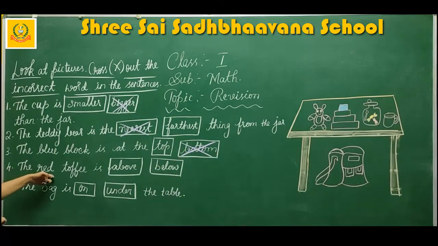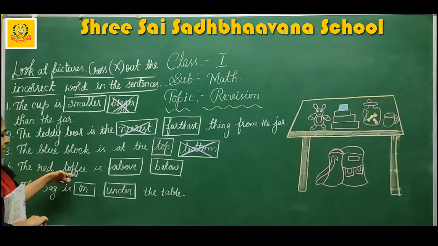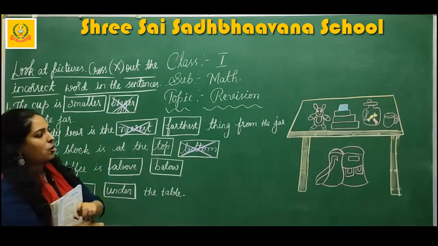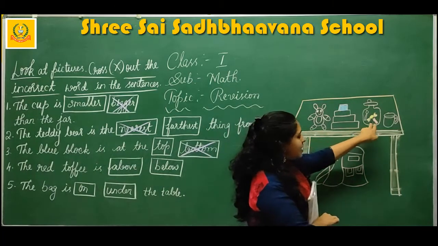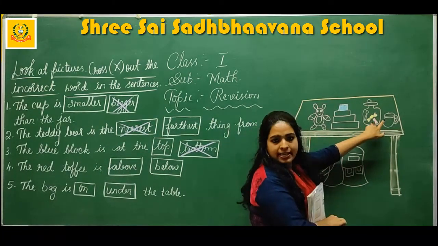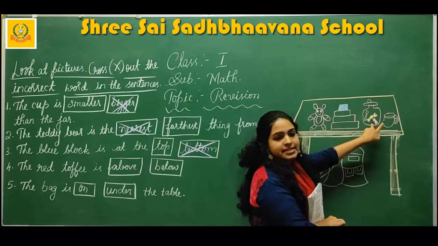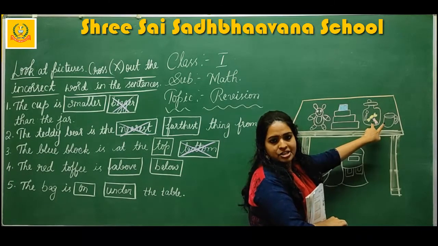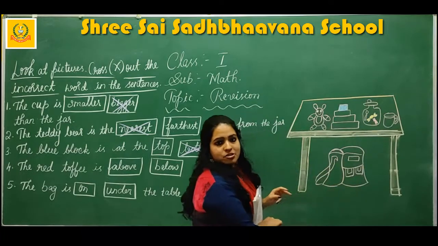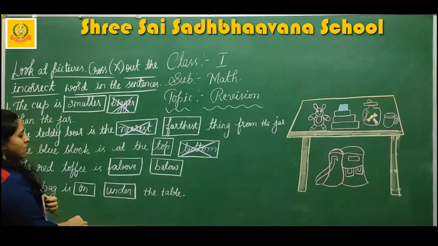Next, the red toffee is above or below. Can you see the two toffees here? Yellow and red. Yes, where is that red? Above or below? The red toffee is below, below in the jar. Okay. So which one do I have to strike out? I have to strike out above.